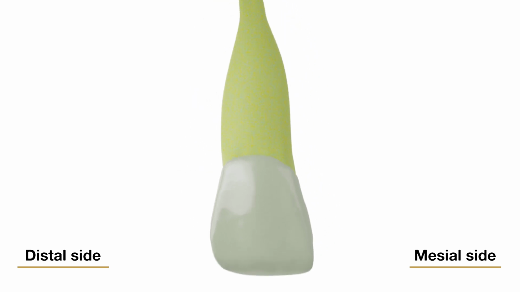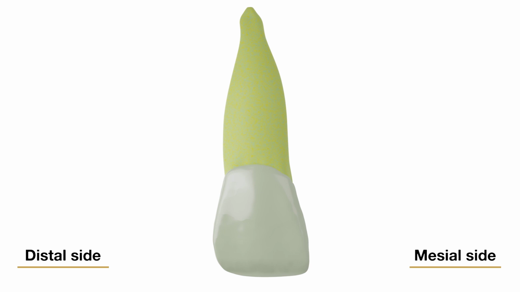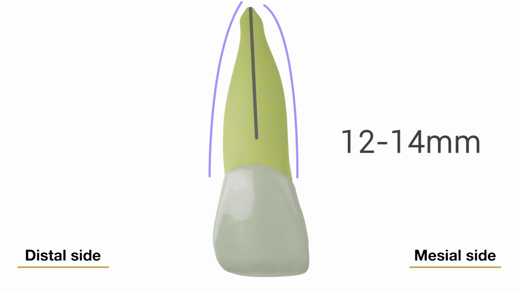Now let's move on to the root. Root from the labial aspect is cone-shaped with relatively blunt apex and has a regular outline both mesially and distally, and length of the root is 12 to 14 mm.